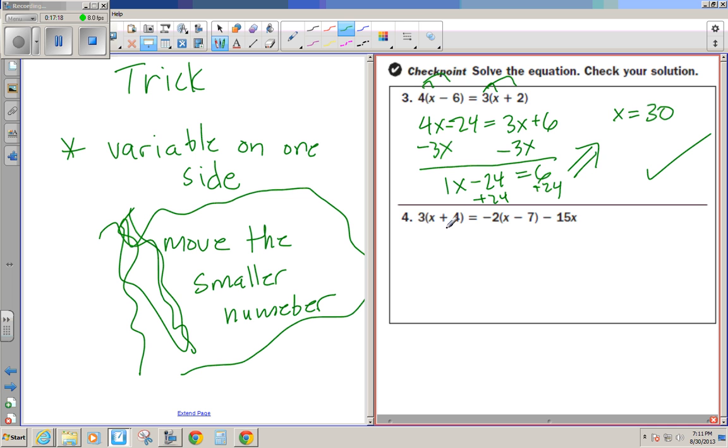Here's a very complicated distributive property. Distribute the 3. Distribute the negative 2. All right, now look at this. Negative 2 with a negative 7. When you're multiplying, it becomes a positive 14. All right, combine some like terms here. There are some like terms. 17x plus 14.